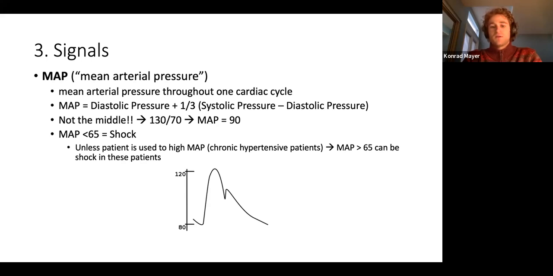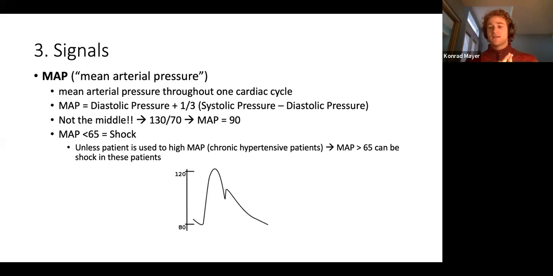mean arterial pressure. So if their normal blood pressure is 150/100, then they are going to be in shock much sooner at a much higher MAP than, for example, a young, healthy patient who has a normal daily blood pressure of about 120/80. So whenever the MAP is below 65, we're very worried, but do not forget that lots of older patients who have conditions such as chronic hypertension can be in shock with a MAP above 65.